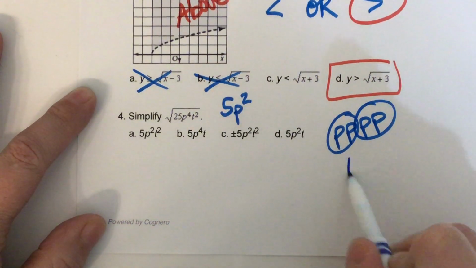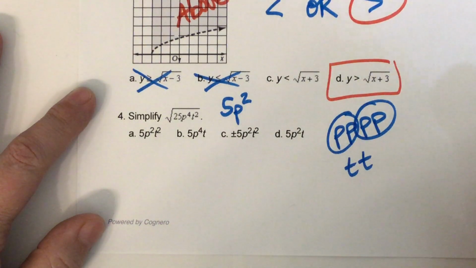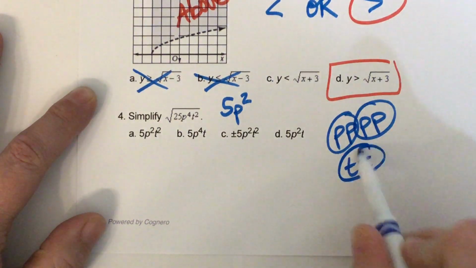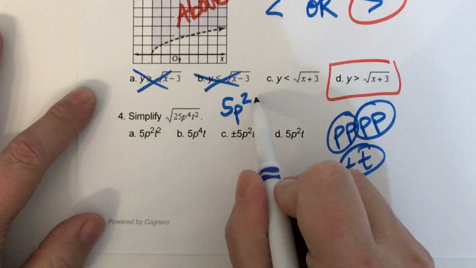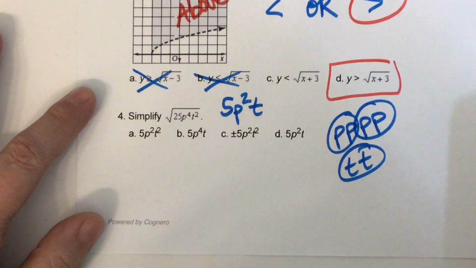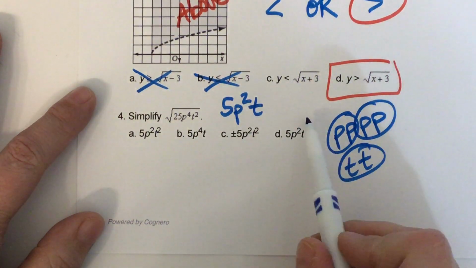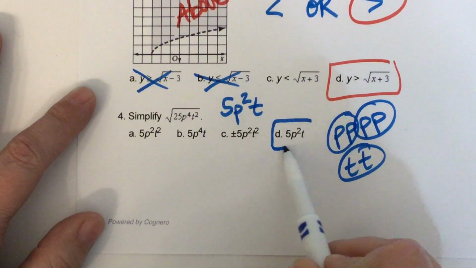And then you have 2 t's. And how many groups of 2 or pairs is that? It's 1 pair or 1 group of 2. So 1 t would come out. And so that's my answer. So this is the guy I want.